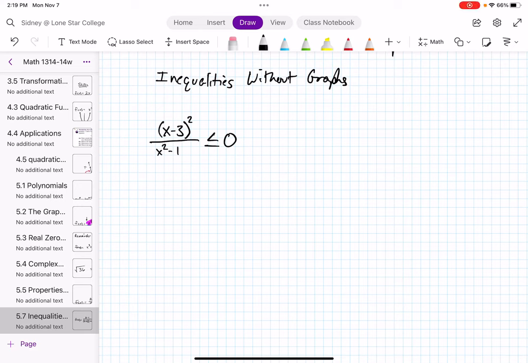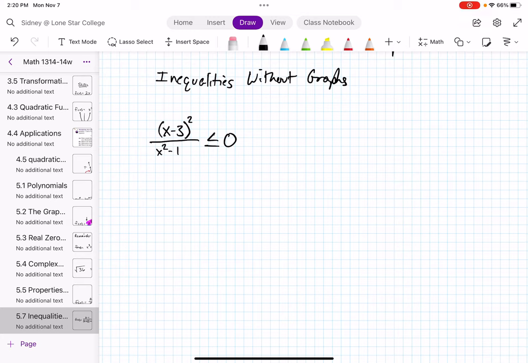So in this video, we're going to look at how we solve inequalities involving rational functions where it's not a visual, there's no graph. Now you could certainly graph, but that is extremely time consuming by hand and it's not a realistic strategy. So how do we solve this?